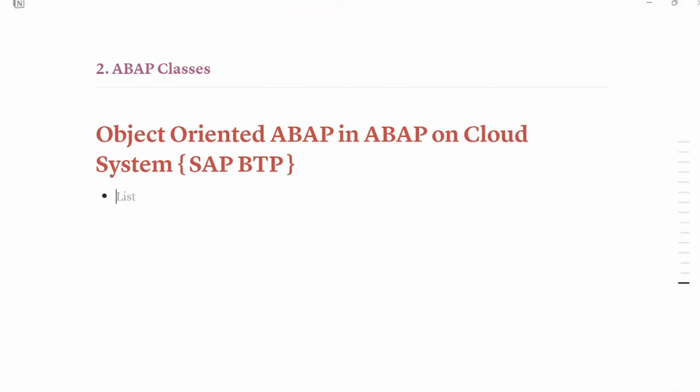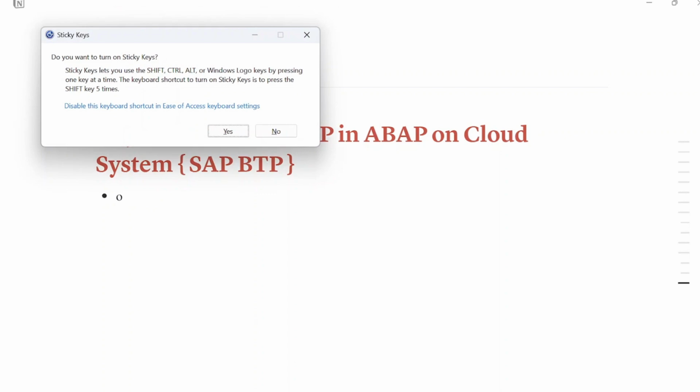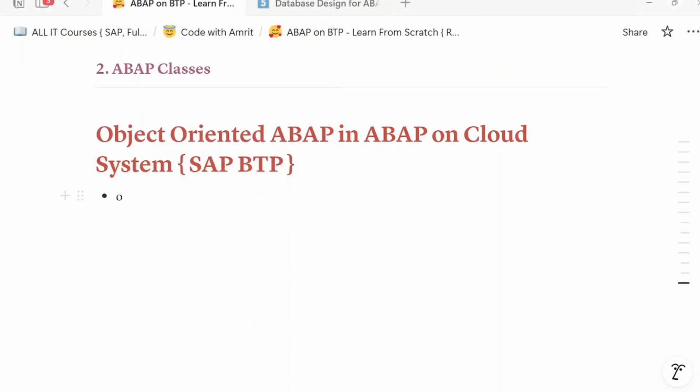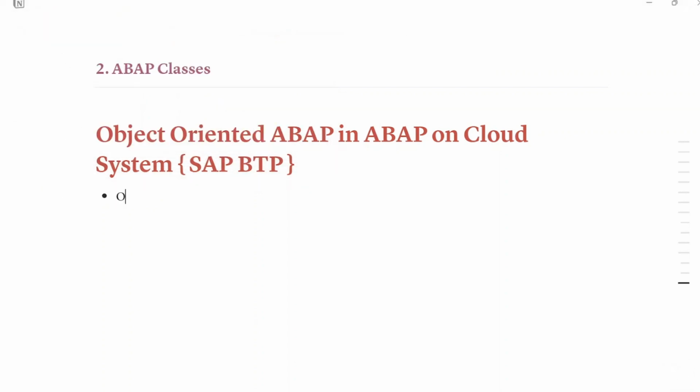Just like any object-oriented programming, object-oriented programming is always dependent on mainly two things. First one is class, and second one is object.